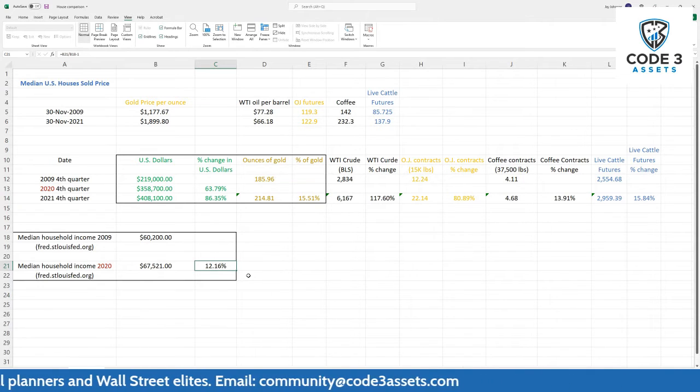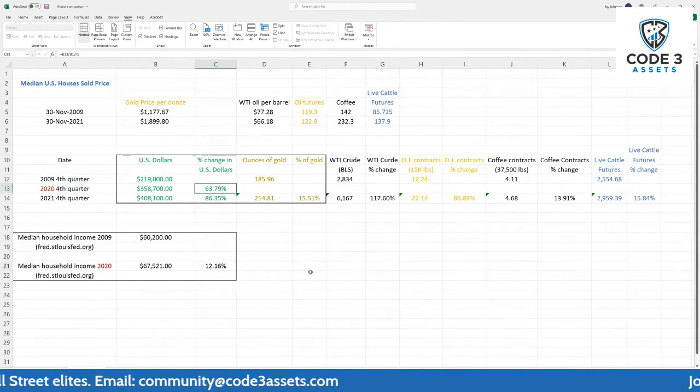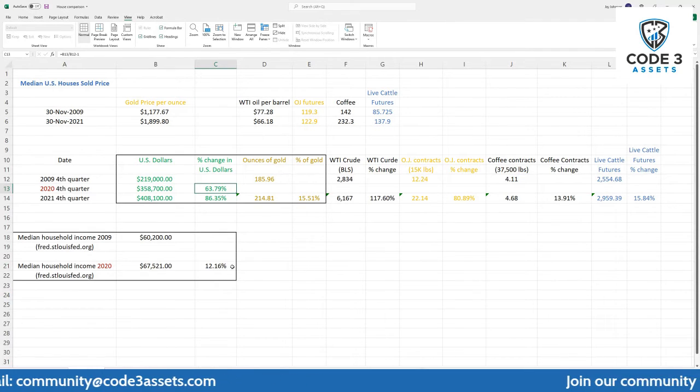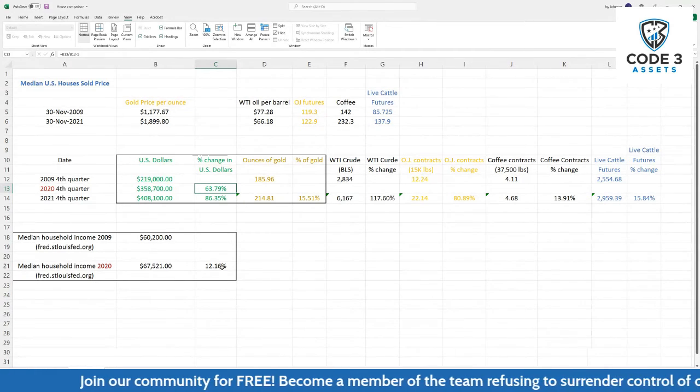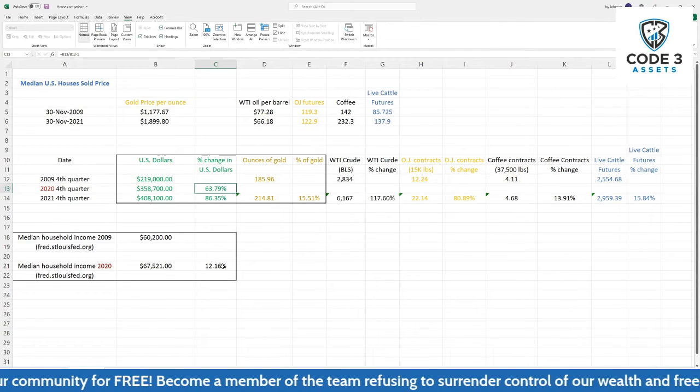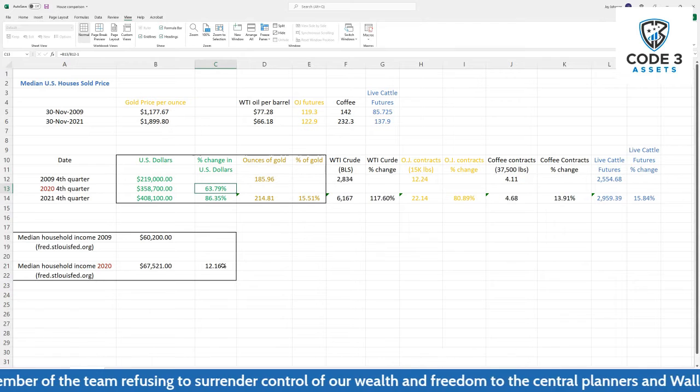However, look at the difference in the price of the home in dollars. So this is median income calculated in dollars. This is the price of median homes calculated in dollars, 63% higher than the wages went up. This is why savers and workers are getting destroyed and why there's such a home affordability crisis in this country.